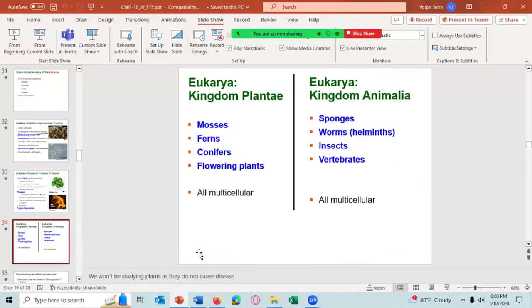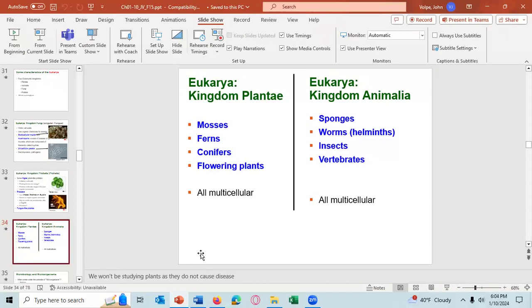We're not going to talk much about the kingdom Plantae, but you can separate the kingdom Plantae into the mosses, the ferns, the conifers, and the flowering plants. All members of the kingdom Plantae are multicellular. And the reason why we're not going to talk about the kingdom plants very much is simply because they do not cause human disease. And the focus of this class is to talk about microbes which cause human disease.